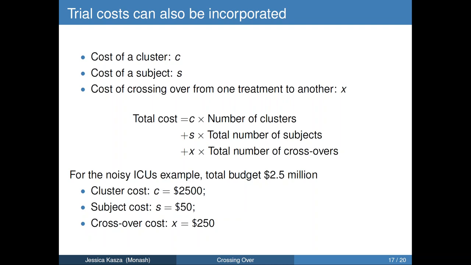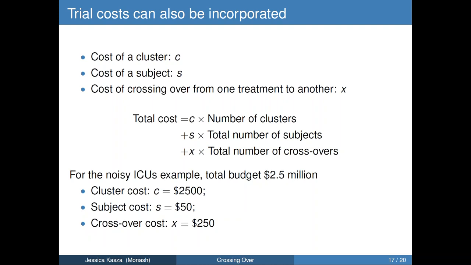So we can think about cluster costs. We're going to suppose that clusters cost about $2,500. This is the recruitment and site coordination costs. Subject costs, so this is the cost of including each patient in the study. If we've got a routinely measured outcome, such as hospital length of stay, we wouldn't expect this to be too expensive, but subject costs may be more expensive if you're looking at some other, maybe a subjective measure from patients, maybe something else is far more expensive.